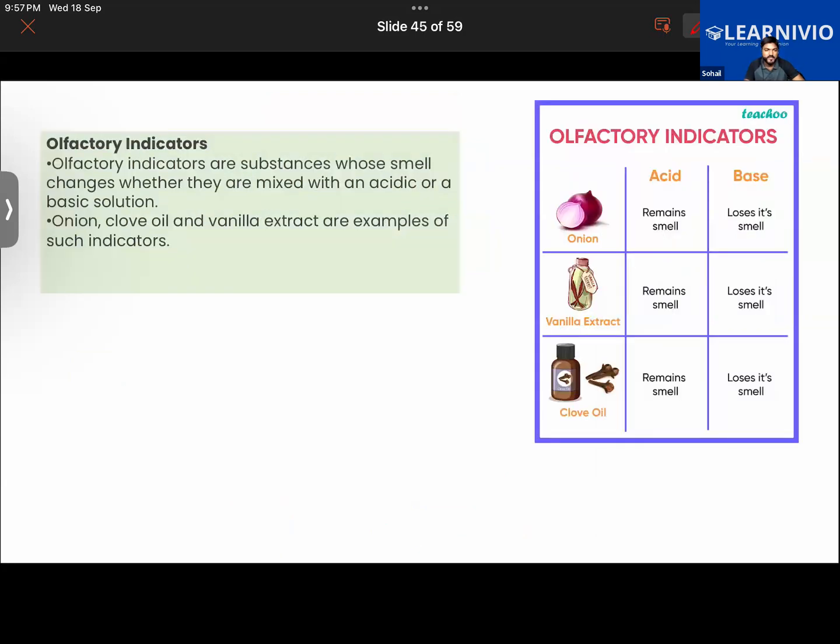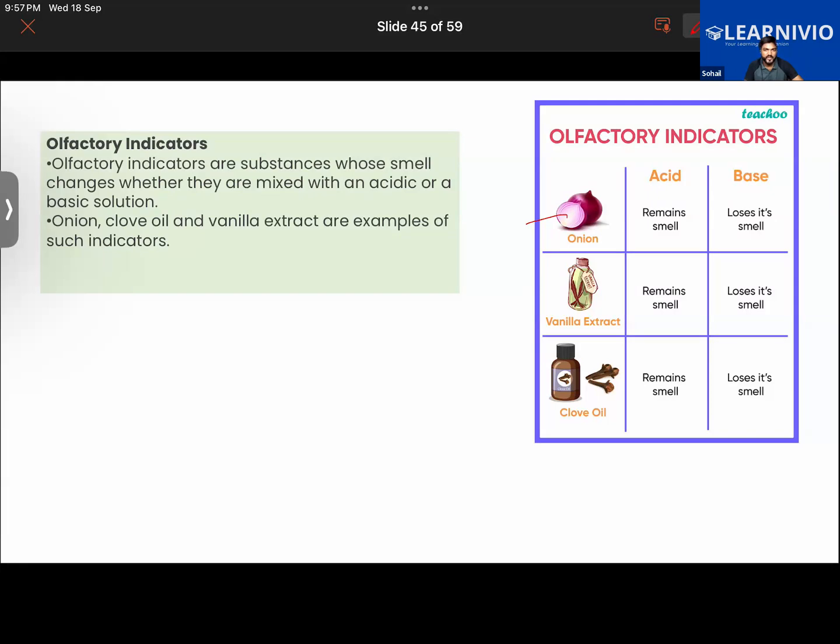Then we have the case of olfactory indicators. Onion retains its smell if you add some acid. You can try this. Take onion juice and add some lemon juice in it. You will see that the smell remains the same. But if you add some baking soda in it, it will lose its smell. Then you have the vanilla extract and clove oil. They also work in a similar manner.